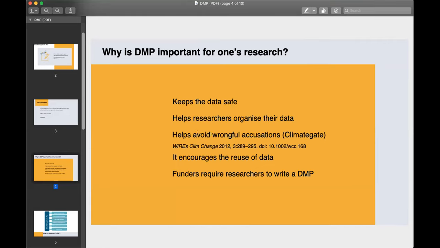Apart from that, sometimes over the course of time, it is hard for researchers themselves to find their way around the great number of folders and names of files, and DMPs help them organize the data and easily navigate through their own files.